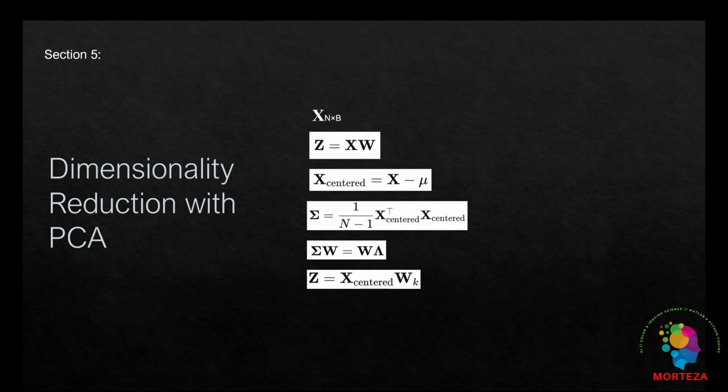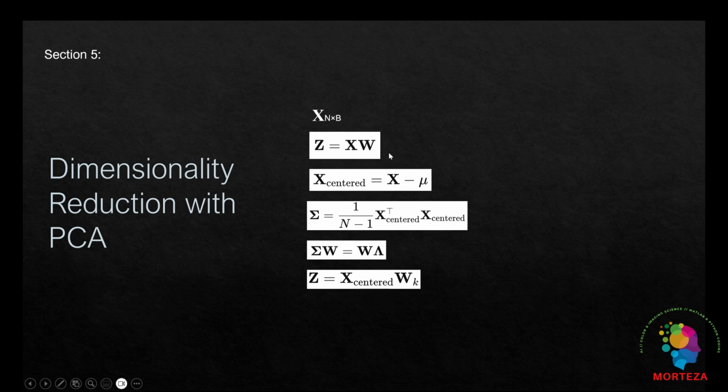PCA achieves dimensionality reduction by finding a set of orthogonal axes called principal components that maximize the variance in the data. These principal components are linear combinations of the original bands. Suppose your hyperspectral data is organized into a matrix X of size n by b, where n is the number of pixels (spatial locations) and b is the number of spectral bands. PCA transforms the data into a new set of variables Z, where Z is equal to X multiplied by W. Z is the transformed data (principal components), and W is the matrix of eigenvectors corresponding to the covariance matrix of X.